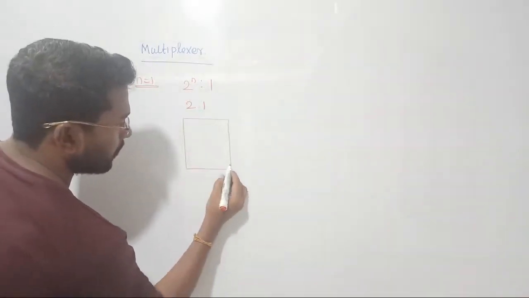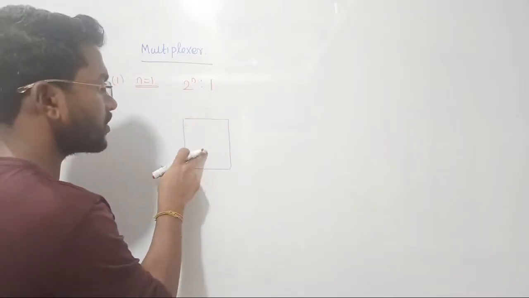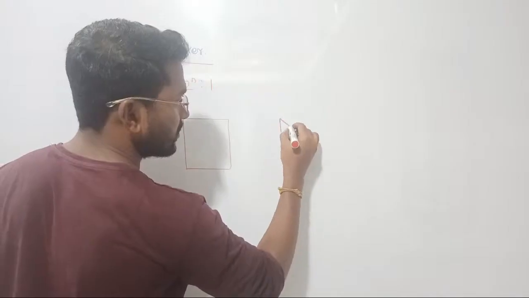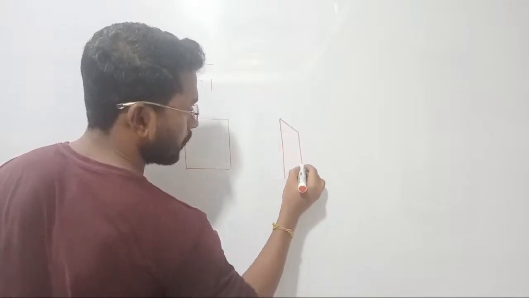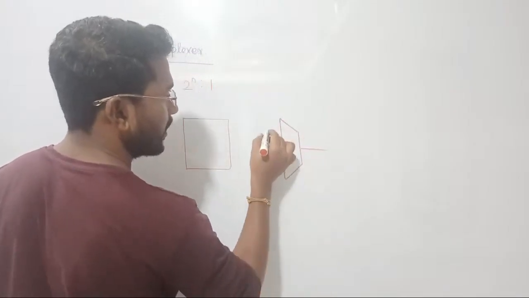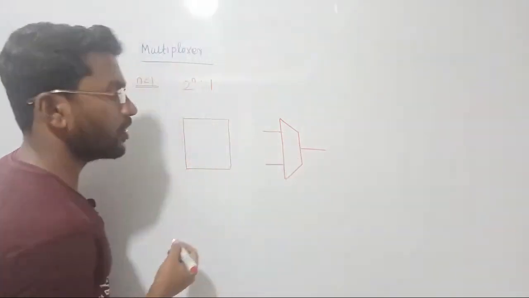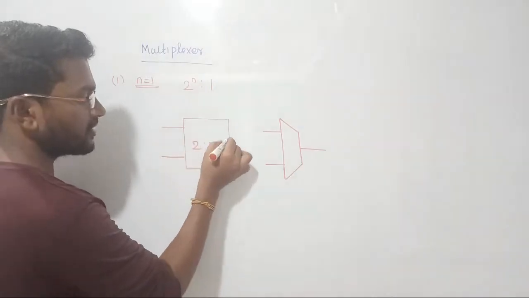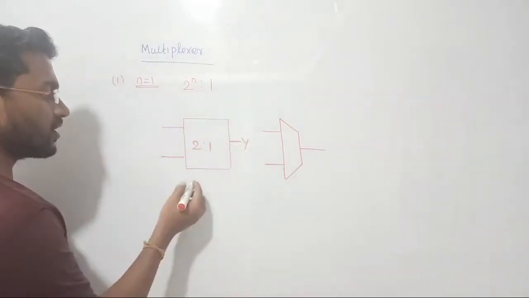Anyway, a mux can be represented in two ways. Either you can use a rectangular box or you can also use a trapezoidal box, right? Let us consider like this. So there are two ways in which you can represent the mux, right? So let us consider a 2 cross 1 mux. This is going to be the output and these are all going to be inputs.